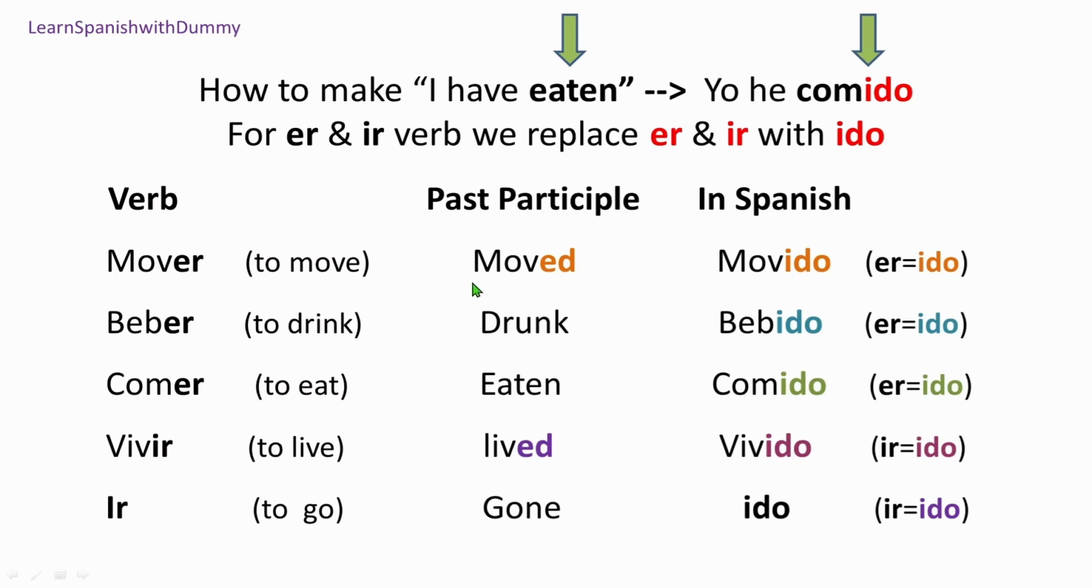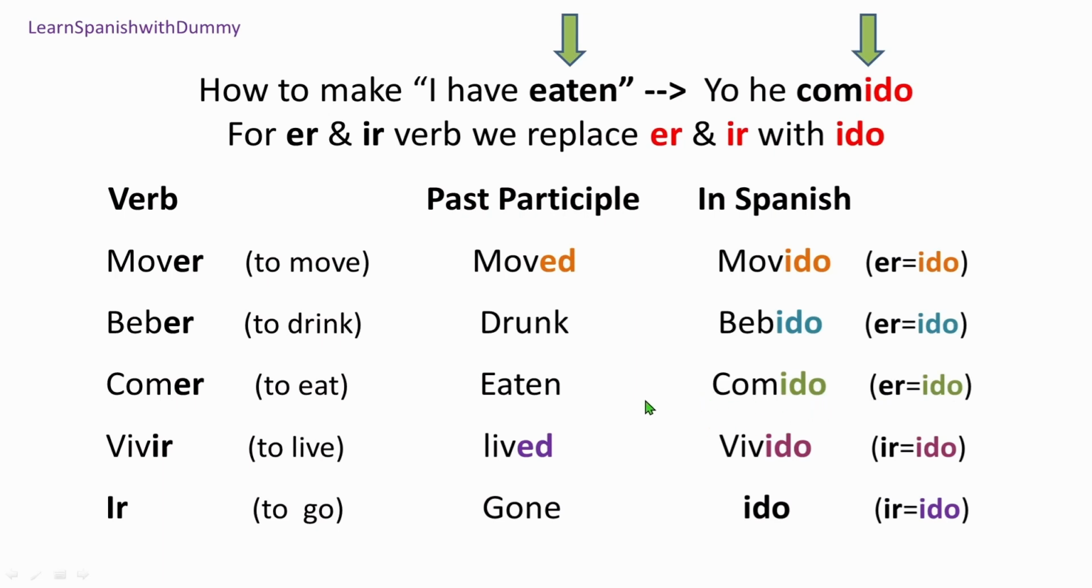Movido means moved. Now there is the verb "to drink." We want to make it "drunk." The verb to drink is beber. We replace ER with IDO, and it makes bebido. Bebido means drunk. Now, "to eat." The past participle of to eat is eaten. We say I have eaten, she has eaten. The verb for to eat is comer. We replace ER again with IDO, same. It makes comido. Comido means eaten.